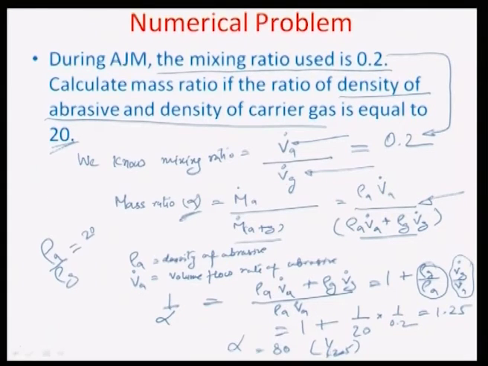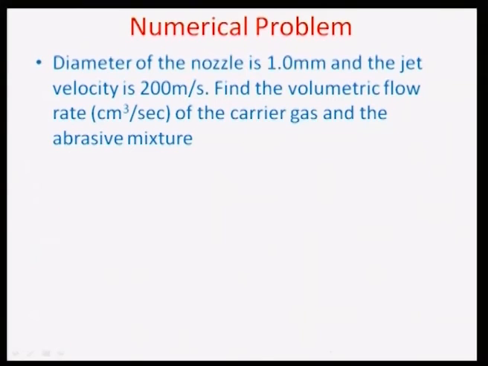Okay. So, that is how you can calculate some of these problems, and these are very important tools, because you will be able to use that in MEMS fabrication, as I will show you a little bit later. Let us do another numerical problem on AJM. So, in this particular illustration, for example, the diameter of the nozzle is given as 1 mm, and the jet velocity is also given to be 200 meters per second. And so, you will have to find the volumetric flow rate, just for the estimation sake from a practical problem, how you get these things of carrier gas and abrasive mixture.